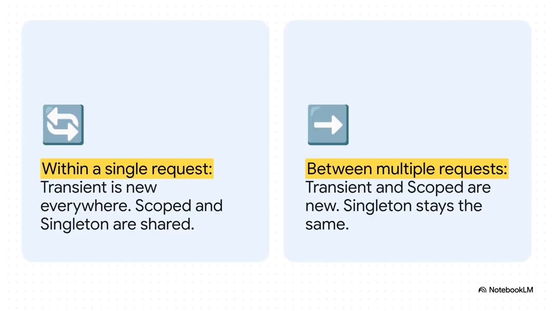Our little coffee shop analogy wasn't just a cute story. It lines up perfectly with how the code actually behaves. Within a single customer's visit, or one HTTP request, they get a new barista (transient) for each thing they ask for, but they keep the same cashier (scoped) and manager (singleton) the whole time. Between different customers, only the manager stays the same.